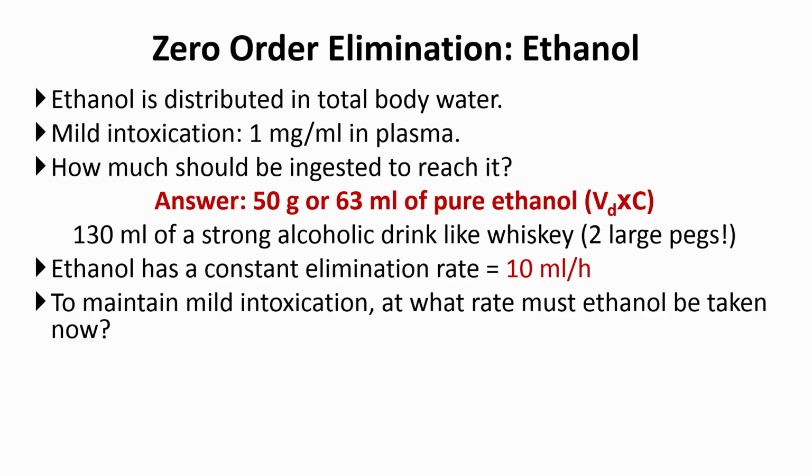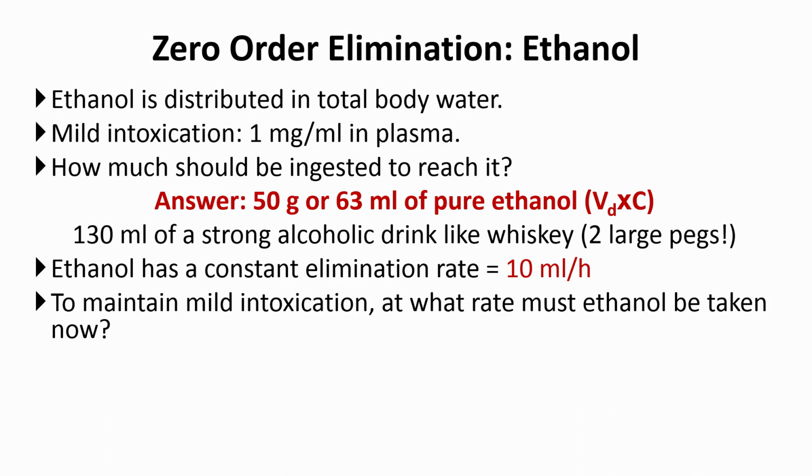Now from studies we know that ethanol has a constant elimination rate. As I said, a zero order elimination rate of about 10 ml per hour. So regardless of the concentration of ethanol present in your serum, it will get eliminated at a constant rate of 10 ml per hour. So how much should a person be drinking to maintain a mild intoxication, which is 1 mg per ml, if we know this is the elimination rate?